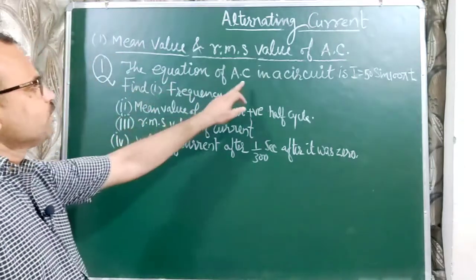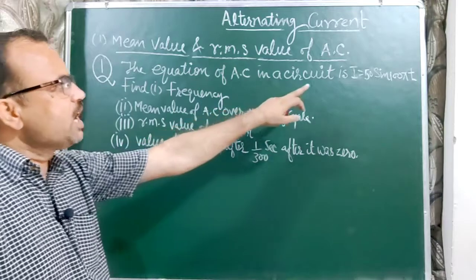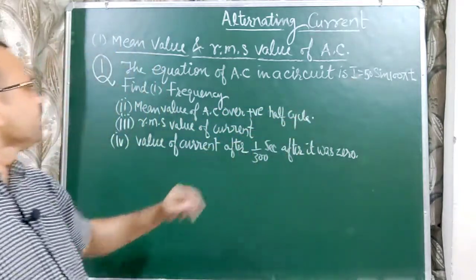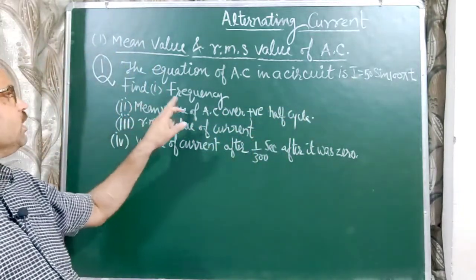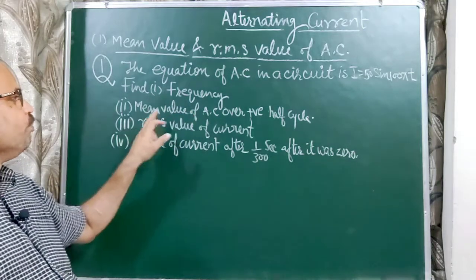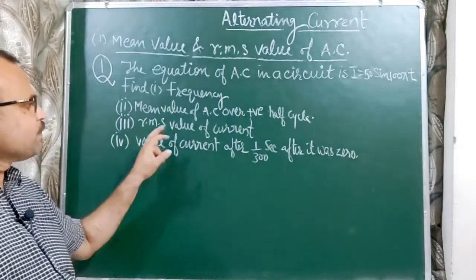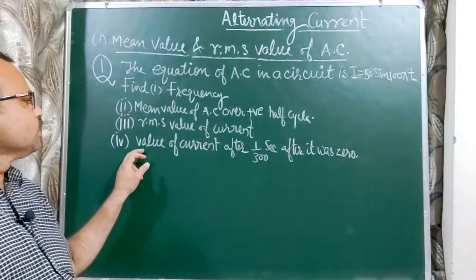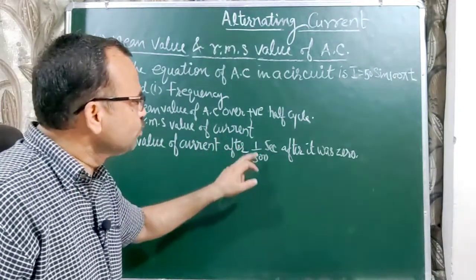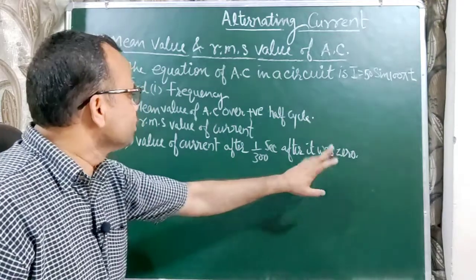The equation of alternating current in a circuit is I equal to 50 sin 100 pi t. We have to find: number 1, frequency; number 2, mean value of AC over positive half cycle and RMS value of current; and the last, number 4, value of current after 1 upon 300 second after it was 0.